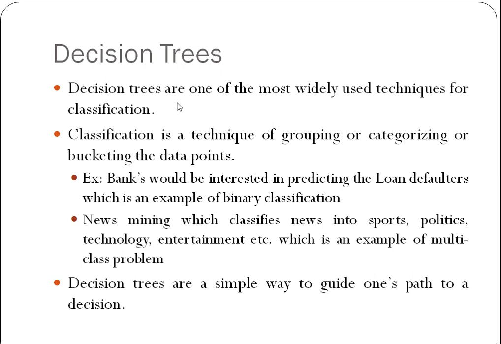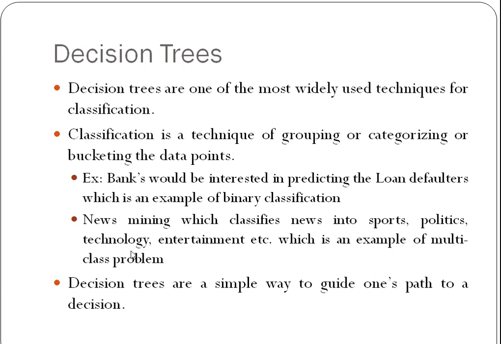And what is a decision tree? Decision trees are one of the most widely used techniques for classification. A decision tree is simply a way to guide one's path to a decision. It is a tree where the path will ultimately end in a decision. And what is a decision here? A decision is nothing but a class. In the bank's example, it will end with a yes or no answer. And in news mining, the decision tree will lead to sports, politics or technology.